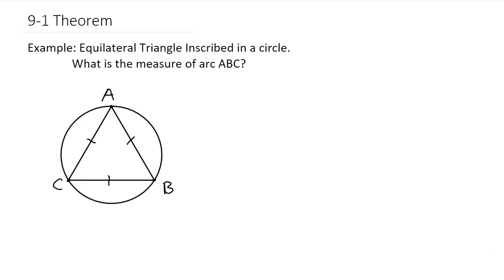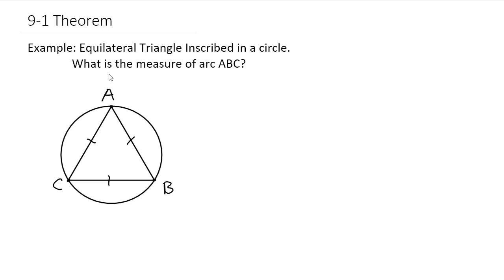So here's an example about theorem 9-1. We have an equilateral triangle inscribed in a circle. Inscribed means that the shape has its vertices as points on the circumference. So just like we have this triangle, we could have a square or a rectangle.